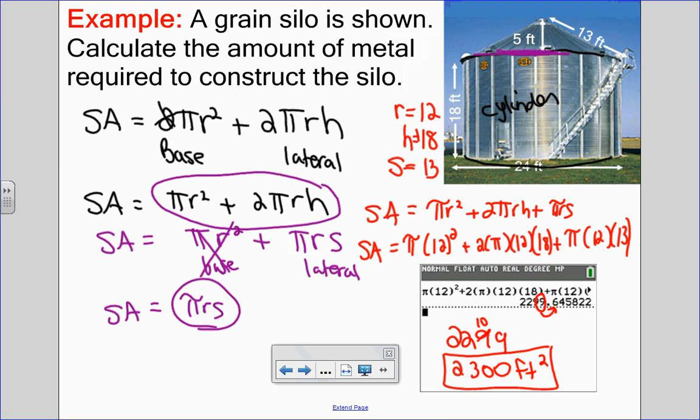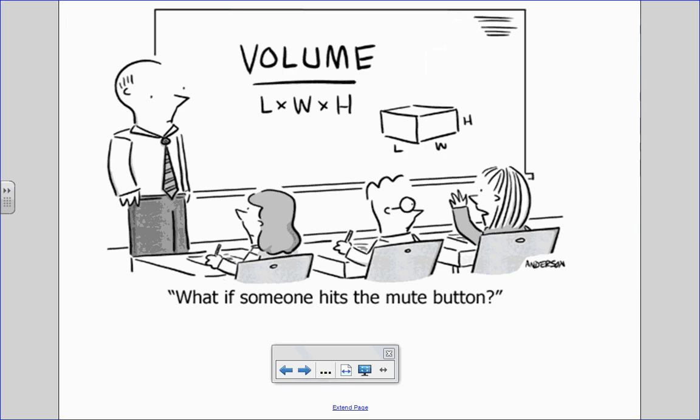So good thing that we came up with a plan, because there was lots of little steps in that question. So that concludes volume and surface area of composite shapes. Volume. Well, the formula, area of the base times the height, that works.